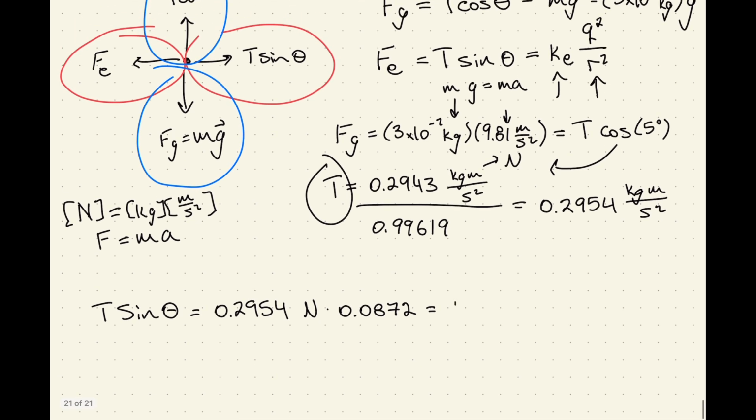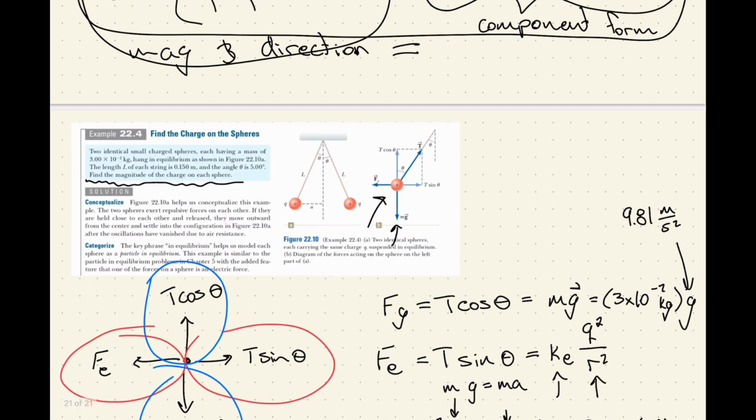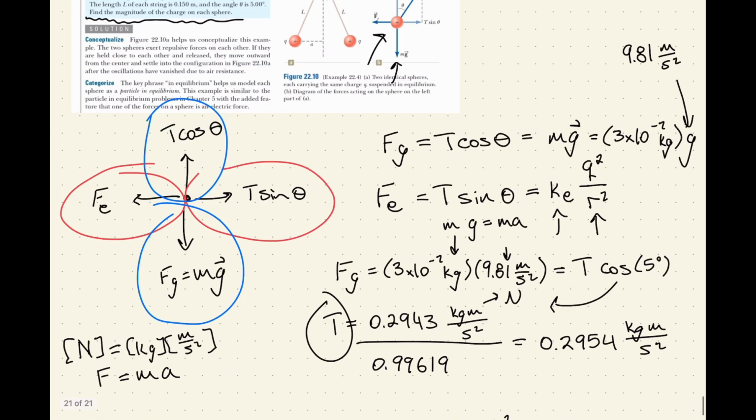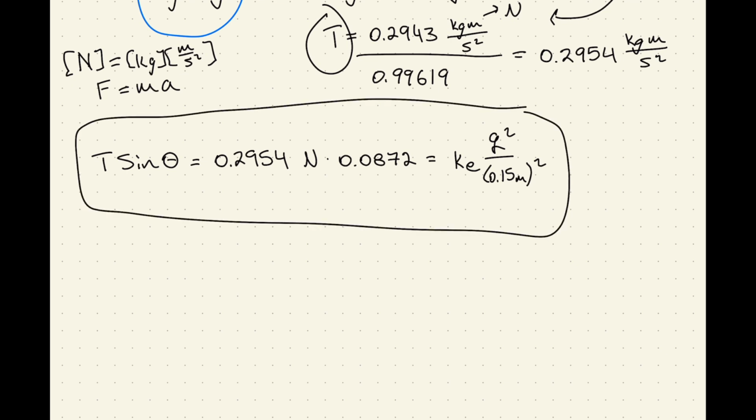What's on the other side of the equation? We have KE, we have Q squared, and R squared we actually know. It is A. A is equal to 0.15 meters, 1.5 meters squared. This equation here. Let's calculate this number here.